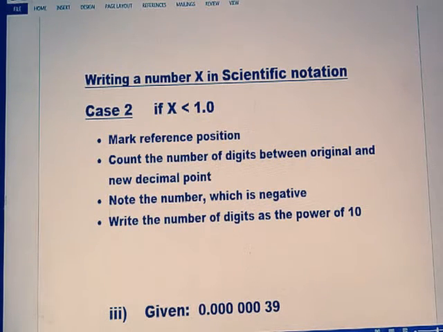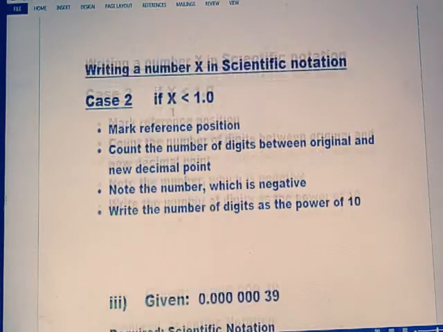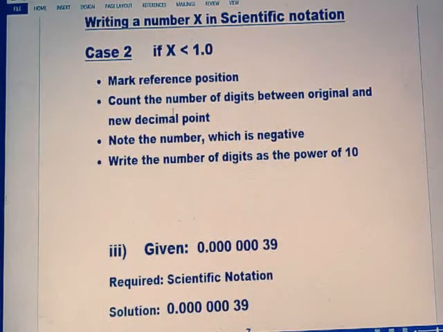Now, writing a number x in scientific notation which is less than 1. This is case 2. You should remember these points. Again, mark the reference position. As you know, the reference position means the first non-zero digit and the next digit on the left. So again the same, count the number of digits between the original and the new decimal point. The new decimal point means the reference position.